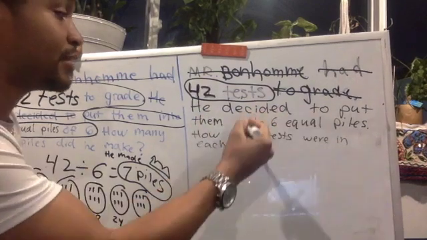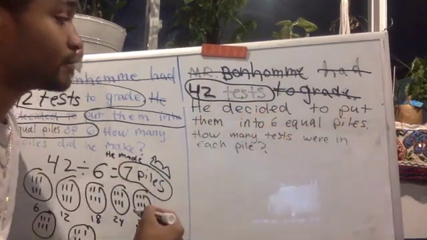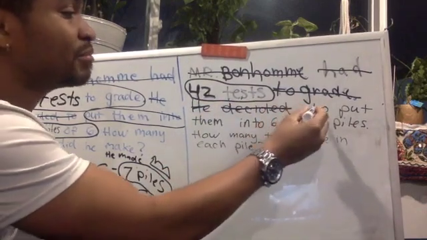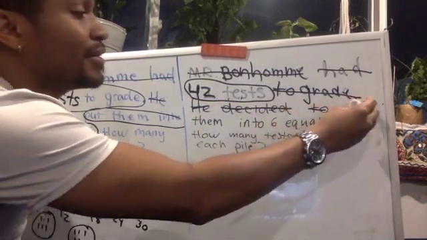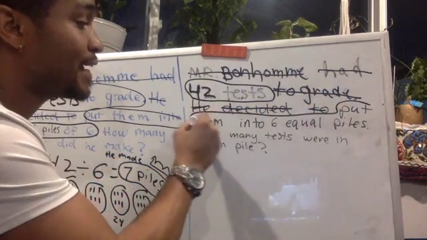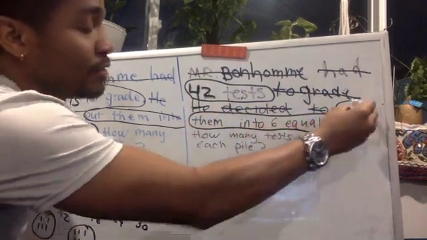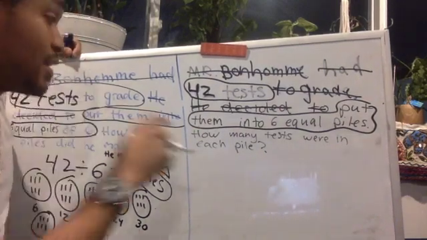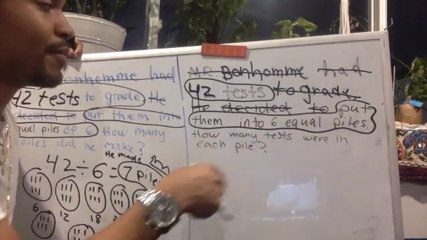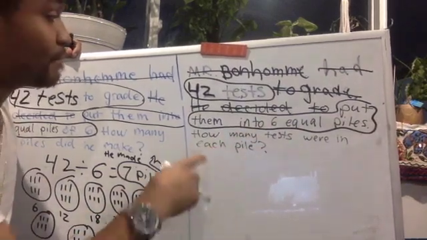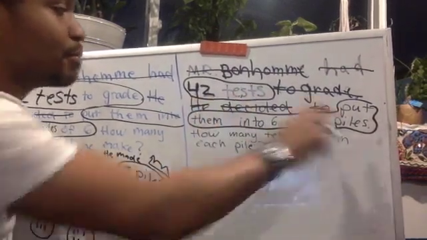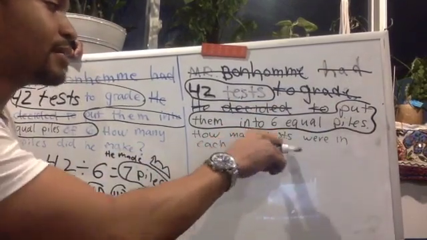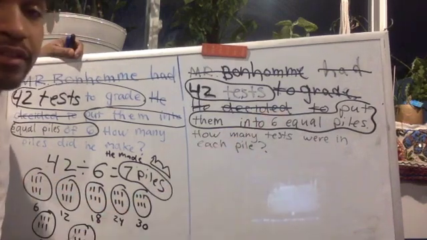He decided to put them into 6 equal piles. The word he is not that important. Decided, too. How about this? Put them into 6 equal piles. This helps me out a lot. And how many tests were in each pile? Now, let me read this out loud. 42 tests. Put them into 6 equal piles. How many tests were in each pile?